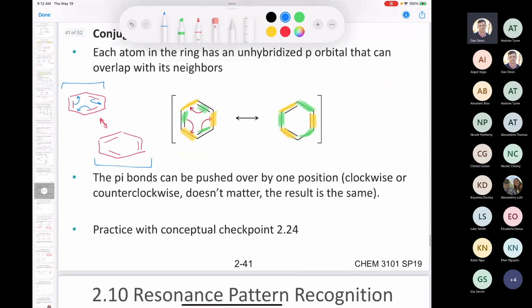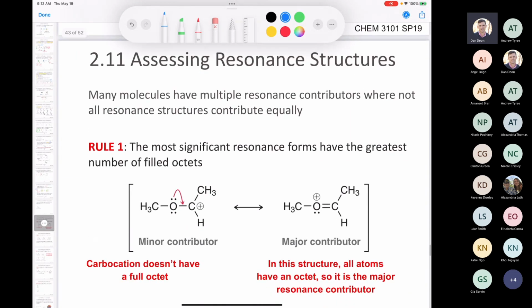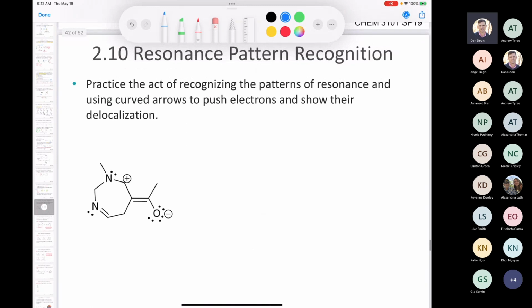All right, so where were we? Somewhere around here. We were at this problem here. So what I want to do is take a break and give you a chance to try this problem. It says, practice the act of recognizing patterns of resonance using curved arrows to push electrons and show their delocalization. First thing I'll ask you is, are there any allylic lone pairs in here? Before we take our break, is there an allylic lone pair in here anywhere?